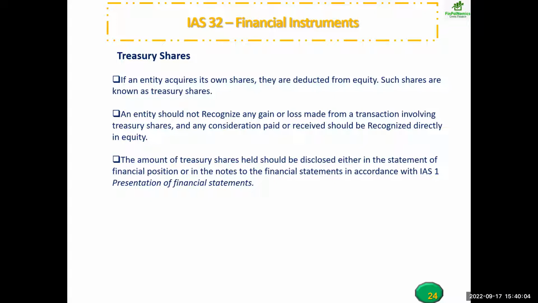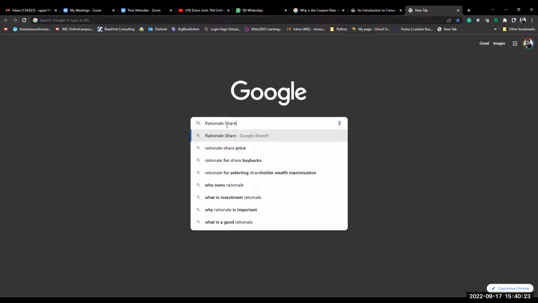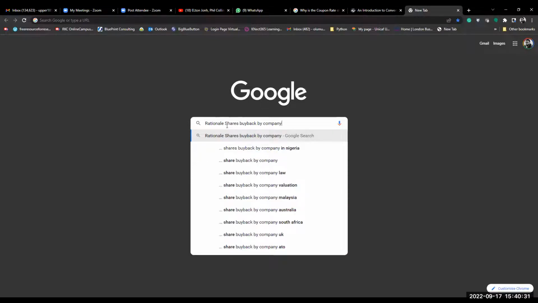Now, let me show you rationales for shares buyback. One of the real reasons for companies buying back their shares is if such shares provide excess capital that the company no longer requires, because it comes at a cost. If a company is overcapitalized, one of the approaches, which is an effective way of financial management, is to buy the shares so that you can optimize value and provide effective dividend.